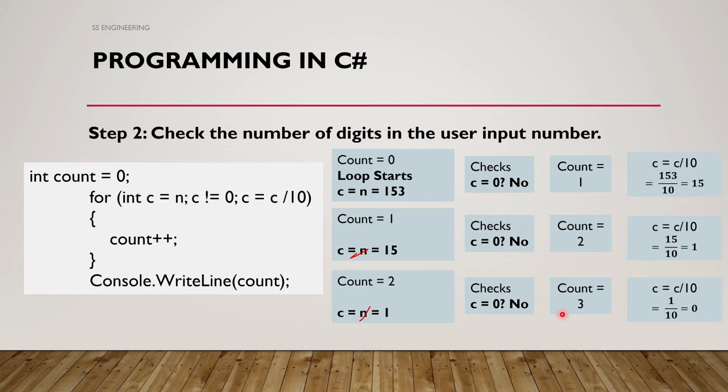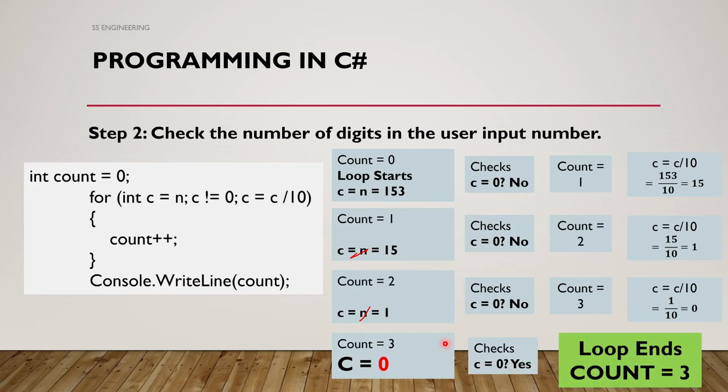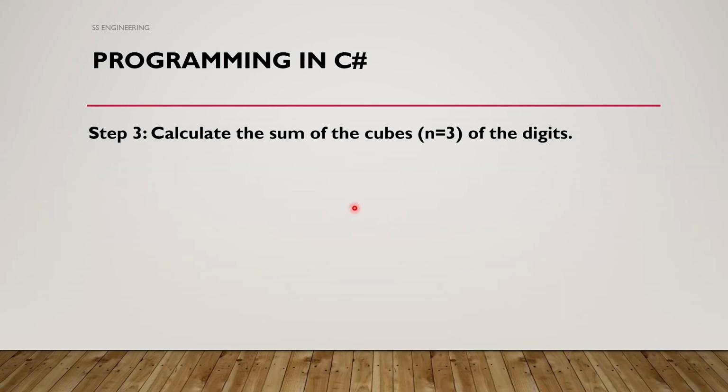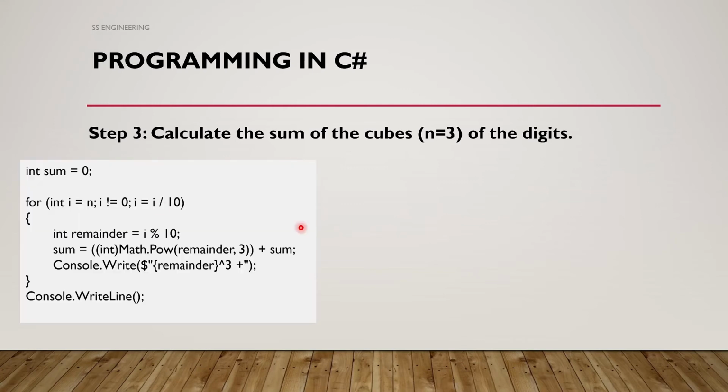Now in the fourth loop, we have count equal to 3, but c is already equal to 0. So when it checks if c is equal to 0 or not, it's yes, then our loop ends. Then the count would be equal to 3. So that means the number that we input, 153, has 3 digits. Now step 3, we need to calculate the sum of the cubes of the digits. How do we do that? We have a simple code here.